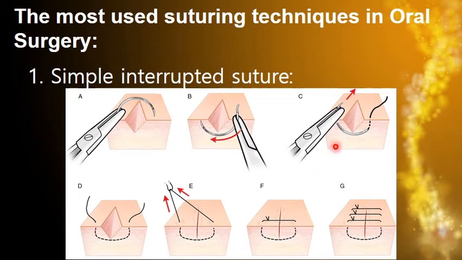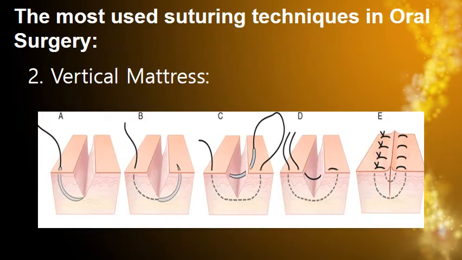This is the simple interrupted suture. Enter the needle from one side, take it from the other side directly in front of the entry point. Enter from here, exit from here, then do the tie. This is the simple interrupted suture.